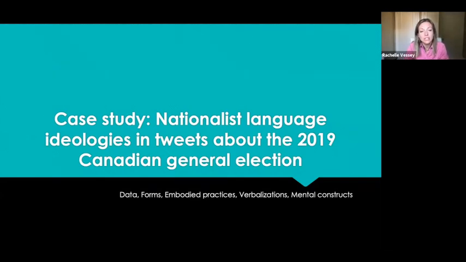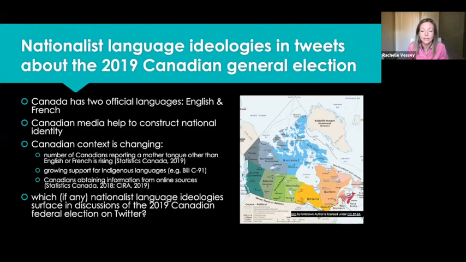So in this section, I'll be telling you briefly about one of my recent papers. This is where I looked at nationalist language ideologies in tweets about the 2019 Canadian general election. This is in print if you wanted to read more detail about this.